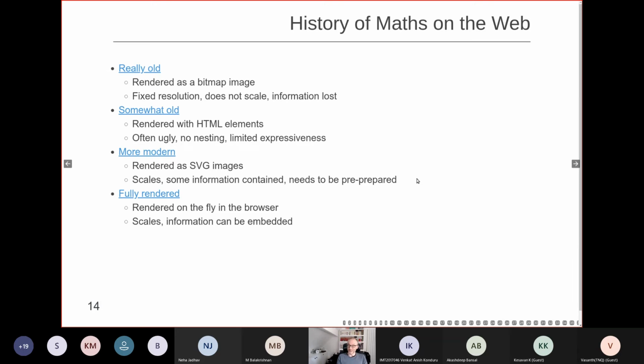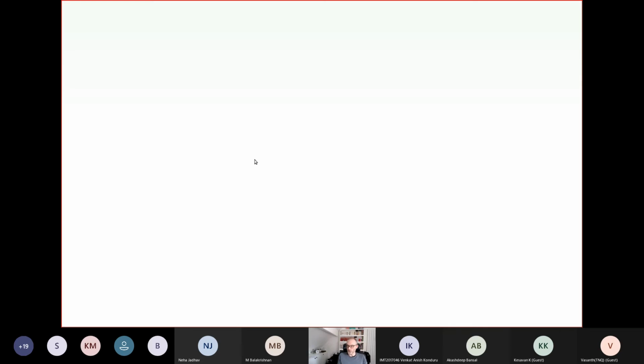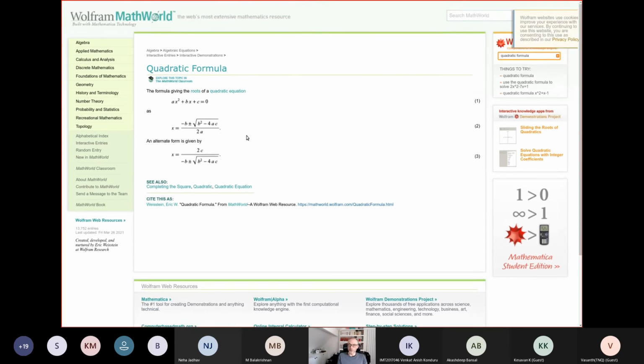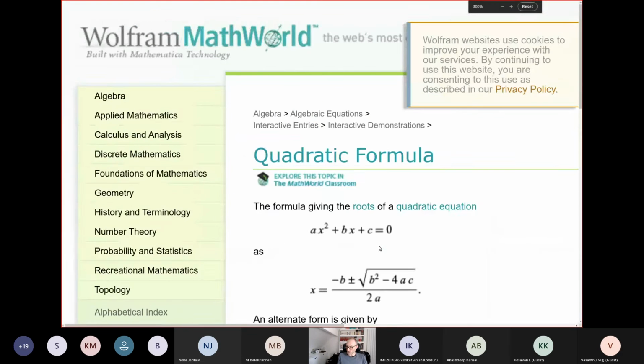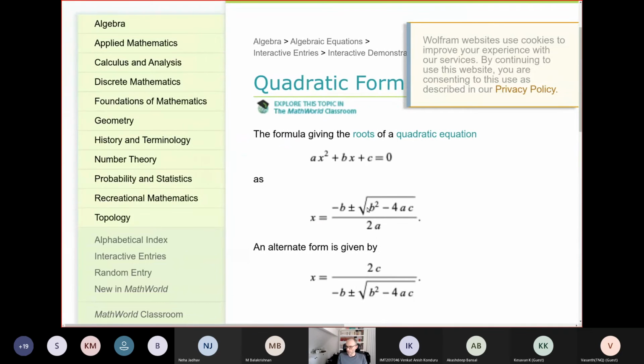Once the World Wide Web started taking over, people started putting mathematics on their websites, and there were all kinds of ways to do this. Obviously, the easiest was always, and that's a really old one, what happens for instance in Wolfram's MathWorld: putting it there as an image. You can see here's the quadratic formula as images.